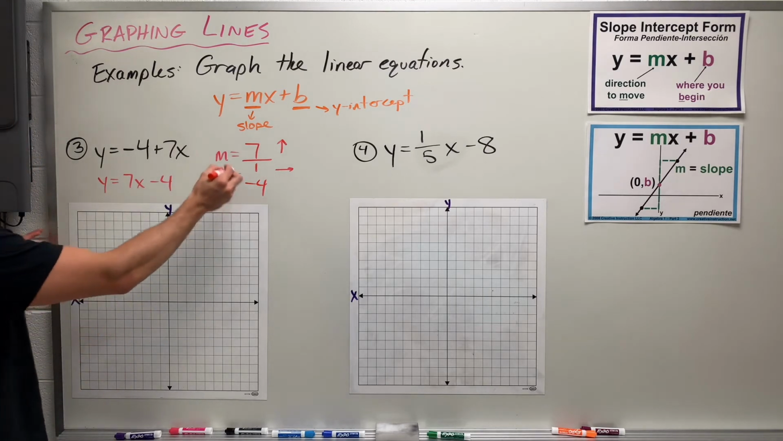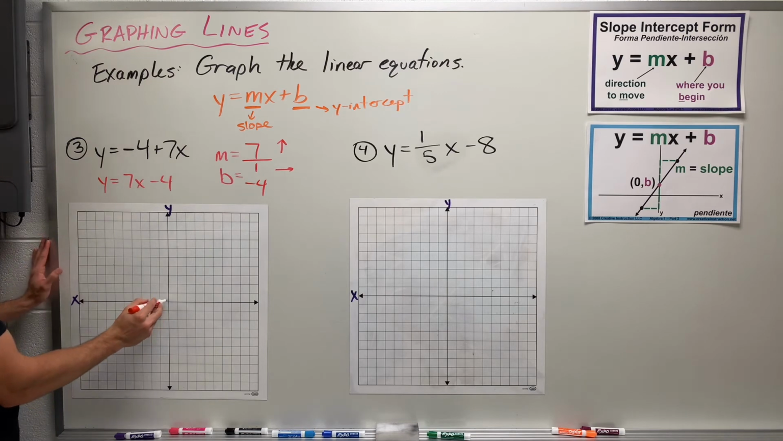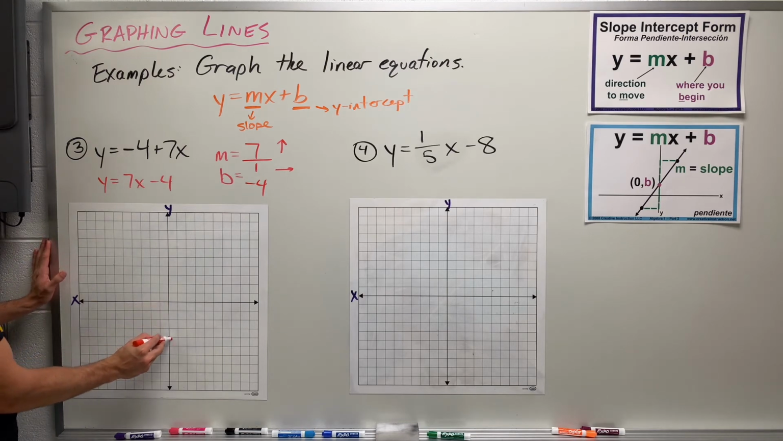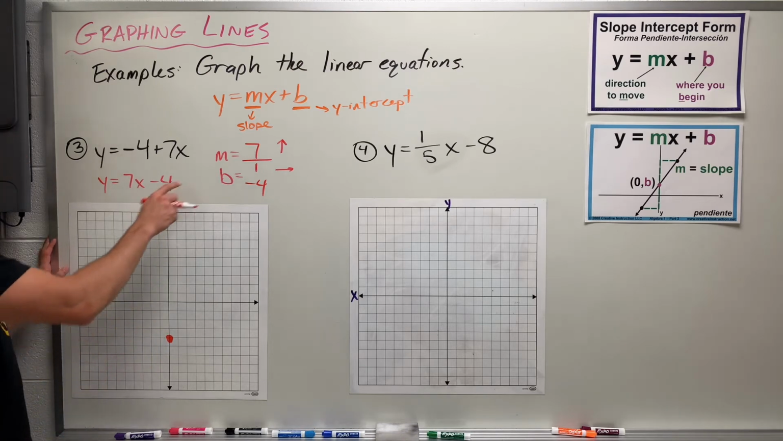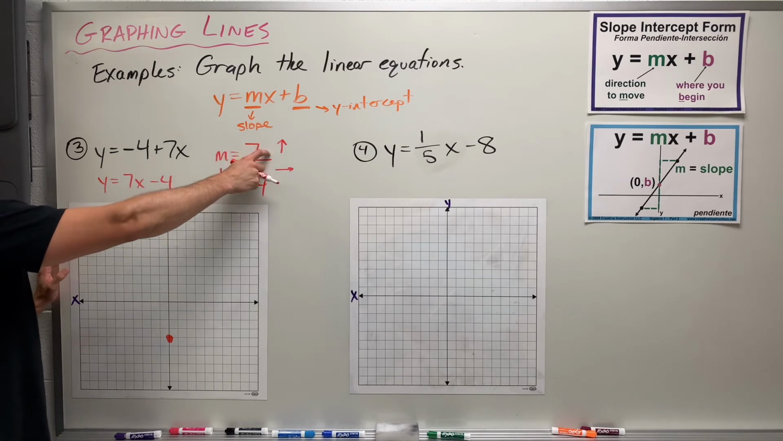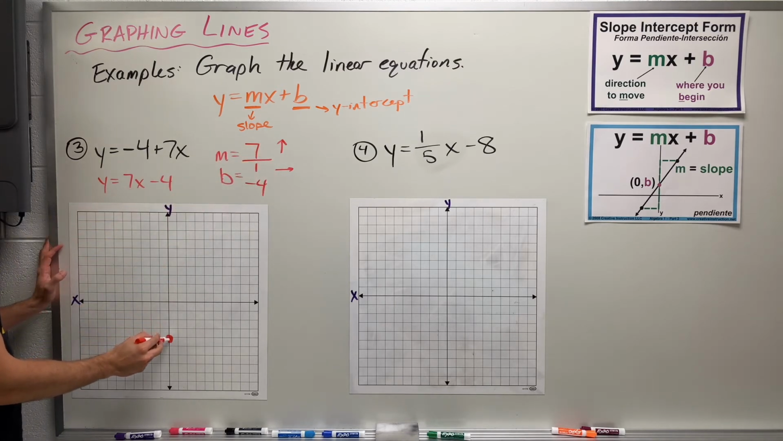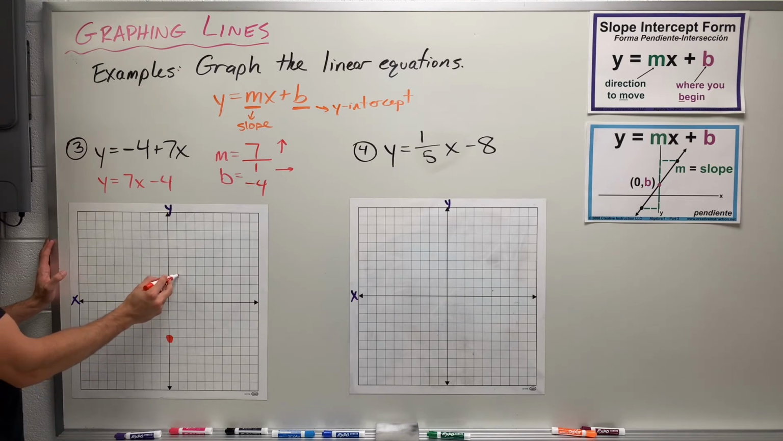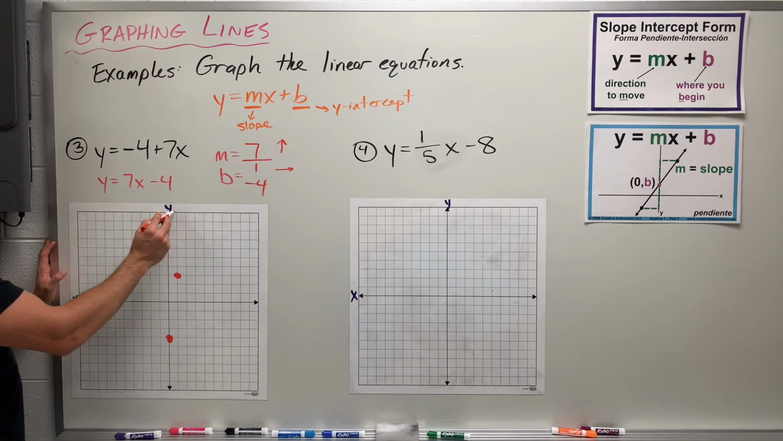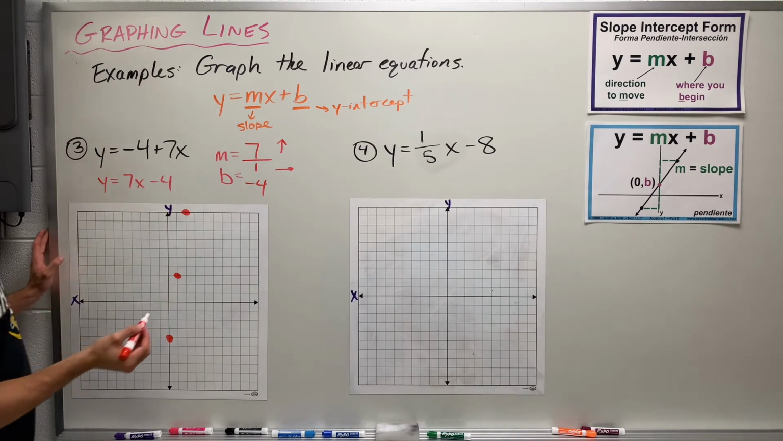So graphing that, my b value being negative 4, I go down to negative 4 on the y-axis. Again, not on the x-axis, on the y-axis. And I draw my point there, okay? My b value is good. Now I move up 7, right 1. So I'm going to be counting up 1, 2, 3, 4, 5, 6, 7, right 1. So look at that. Let me try it again. Up 1, 2, 3, 4, 5, 6, 7, right 1. And we only have 3 points there.